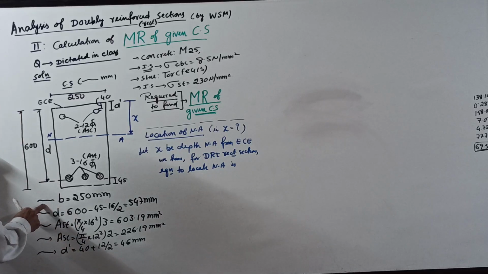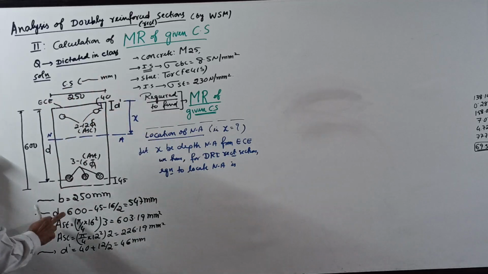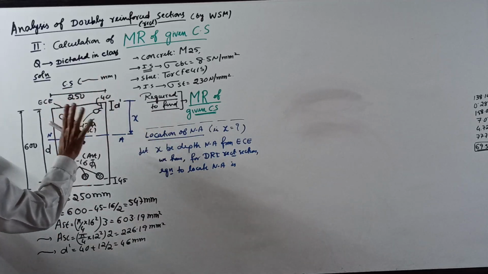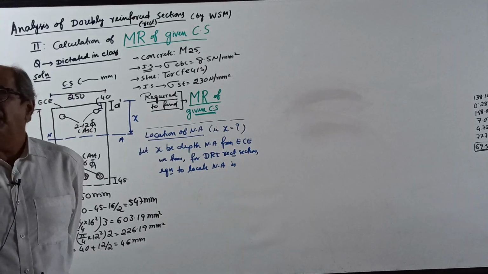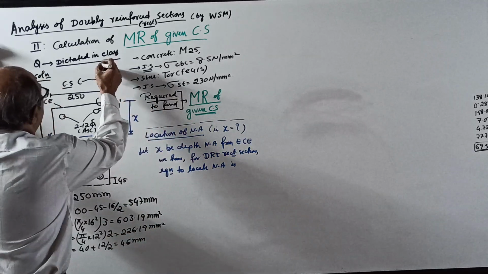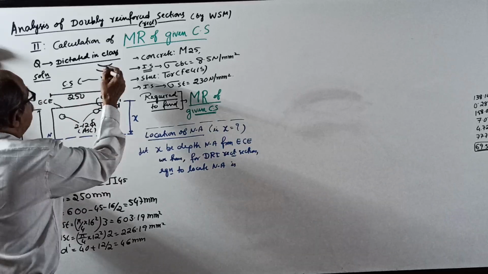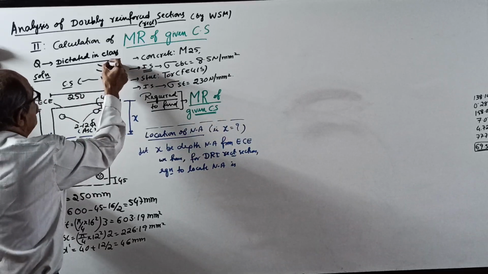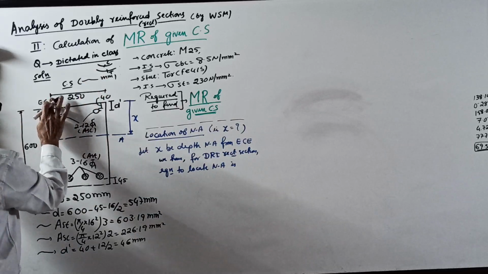Breadth of the beam or width, B, 250 millimeter. See the cross section in millimeter. D, now before that one thing forgotten in the question. Suppose it is not given, we assume it. This time we'll assume that BM is going to be sagging, your choice. So therefore, compression at the top, tension at the bottom. So this is the extreme compression edge.